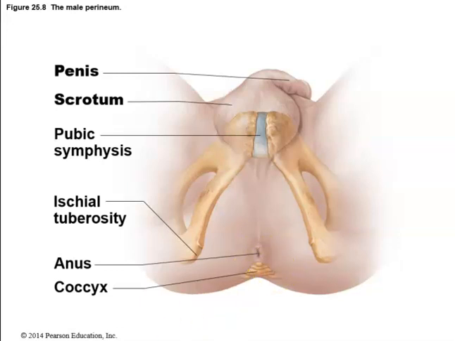If we can actually draw that diamond-shaped area. So here's sort of like a diamond. Shine bright like a diamond. There you go. This is the male perineum right there. Okay.